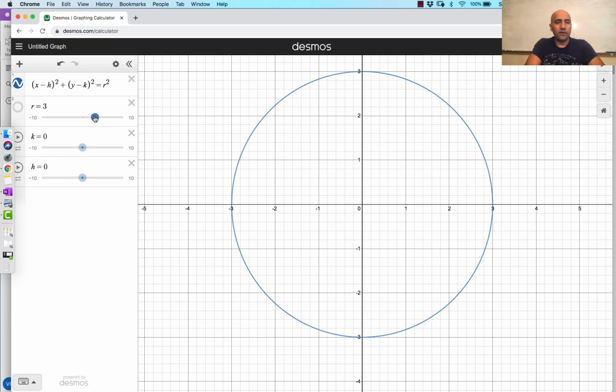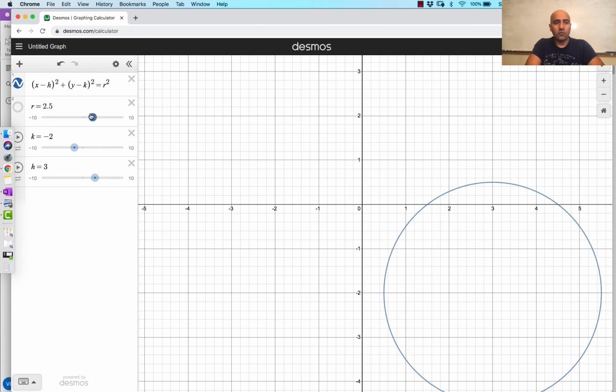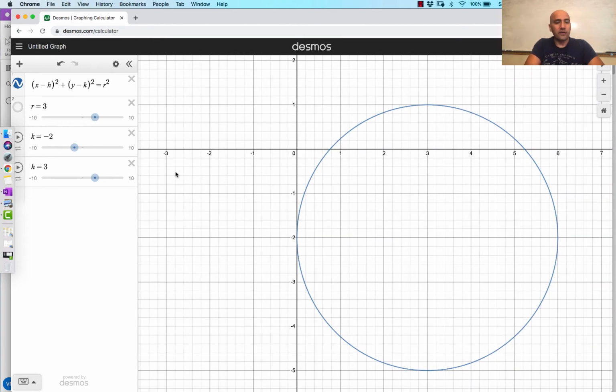And then if we want to move the circle to a different location, then the h comma k takes care of that. So the k associated with the y moves the circle up and down depending on the value of k. And then the h associated with the x moves it left and right depending on the value of h. So here, for example, would be a circle centered at 3, negative 2 with radius 1.3, or maybe radius 0.3, or radius 3. Okay, so that's the general formula for a circle.